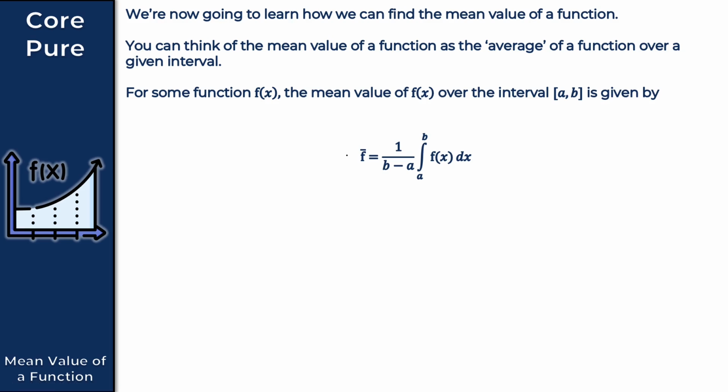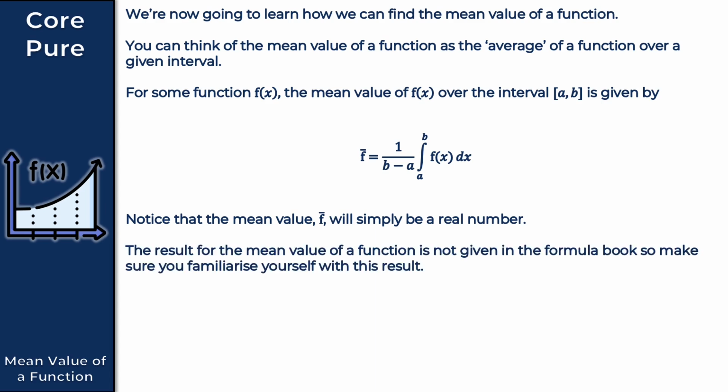So we use f bar to represent the mean value of a function. So f bar here then is equal to 1 all over b minus a times by the integral of f of x with respect to x from a to b. And just notice here then that the mean value f bar will simply be a real number. So it's not a function, it is just a real number. The result for the mean value of a function is also not given in the formula book, so just make sure then that you do familiarize yourself with this result.